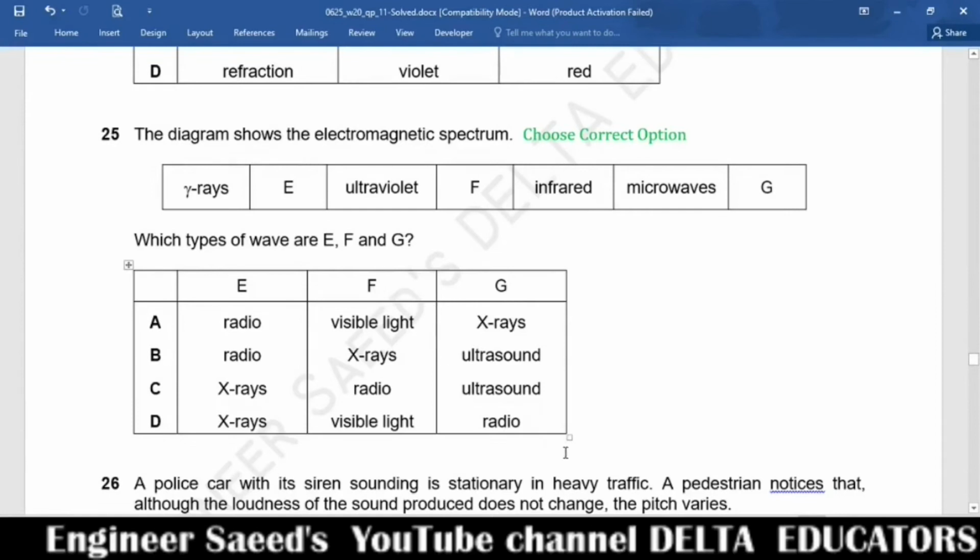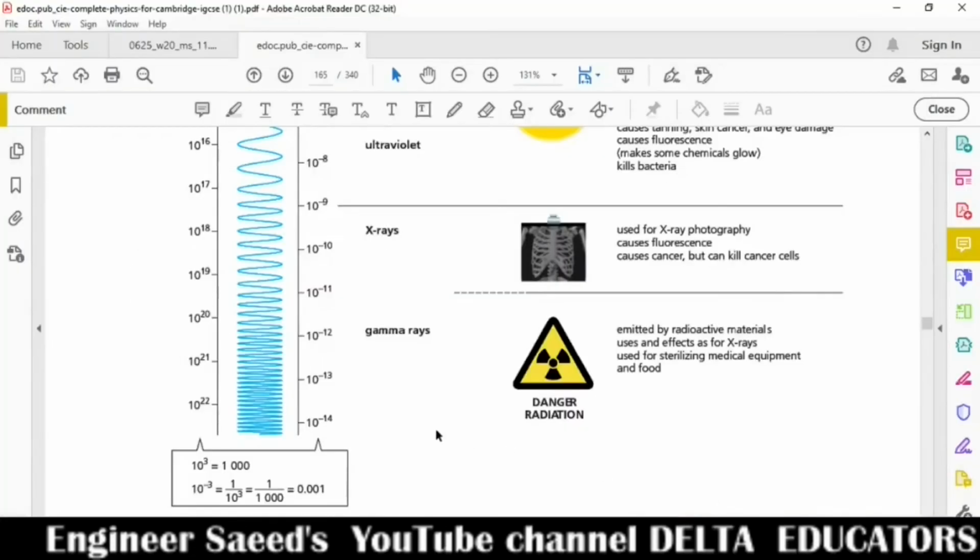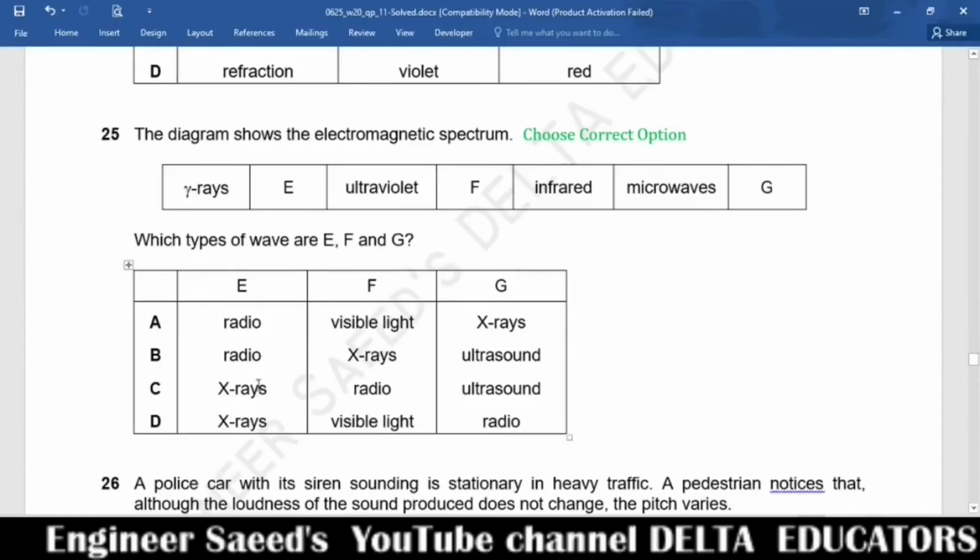In the electromagnetic spectrum, we have studied gamma rays. After gamma rays, we have X-rays. So here after gamma rays, we should have X-rays. Now if we check the options for E, in C and D it is given X-rays. So here our possible options will be C and D.